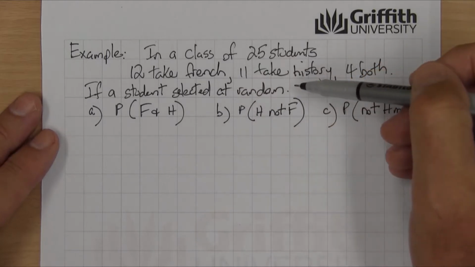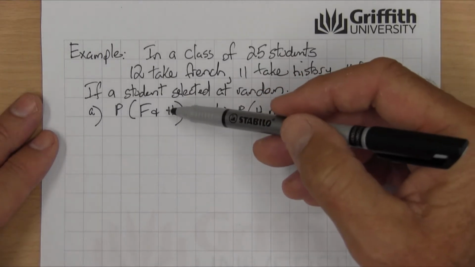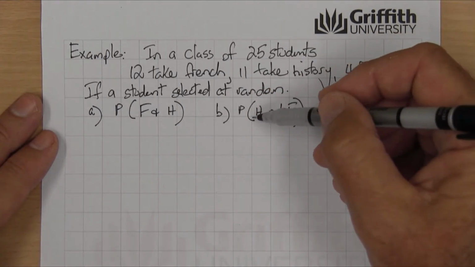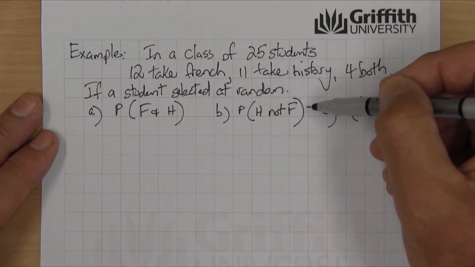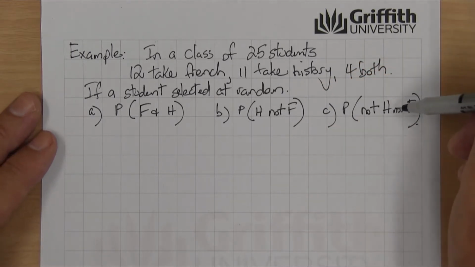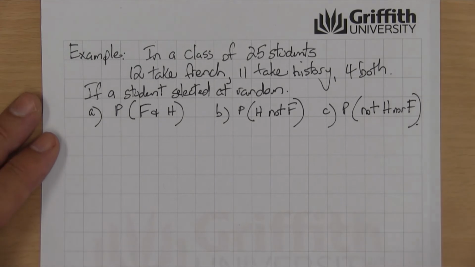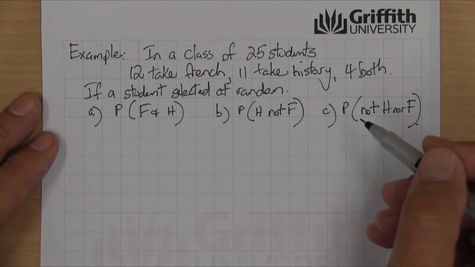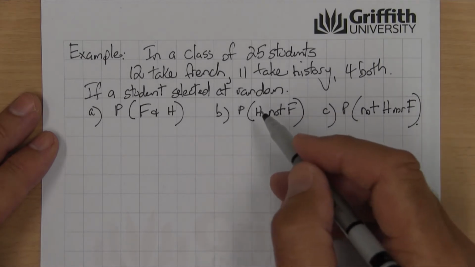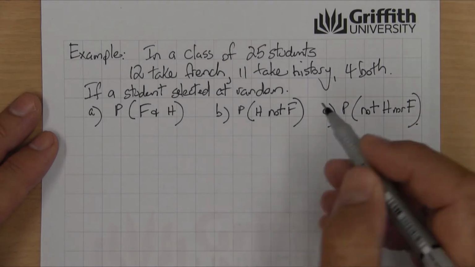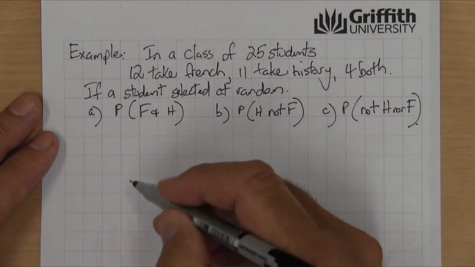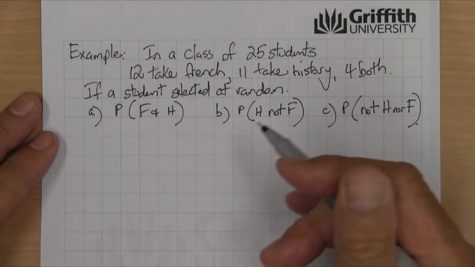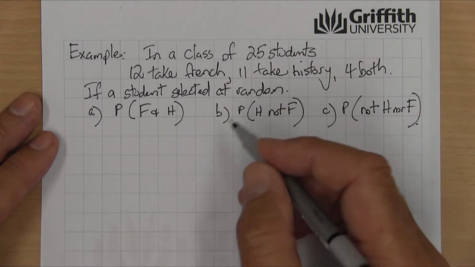If a student is selected at random, find the probability that they take both French and history, the probability that they take history, not French, and the probability that they take neither history nor French. I think a way of attacking these sorts of questions where we've got overlap, not independent events, as in taking history, French, whatever, or not either of those.